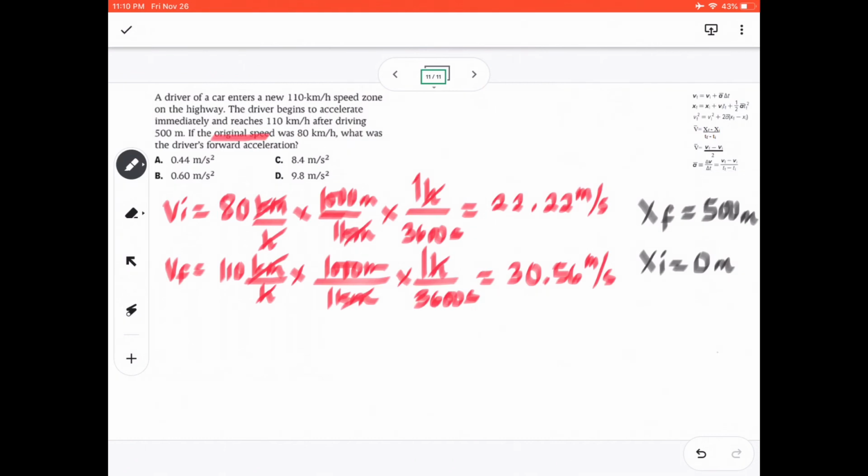Now we're going to find the forward acceleration. So using our given, we have to decide which formula we're going to use, and it will fit the formula VF squared is equal to VI squared plus 2 multiplied by A times XF minus XI. Now we're going to substitute our given.